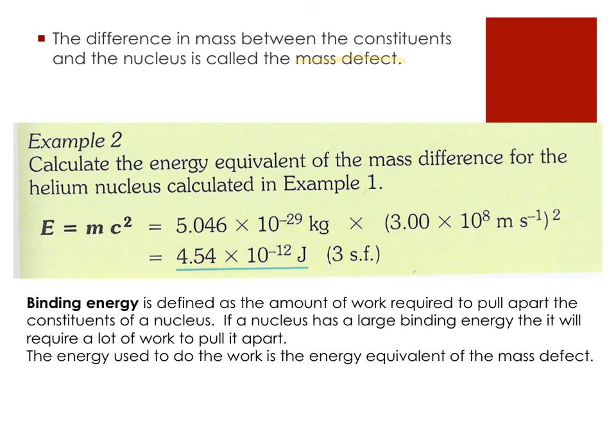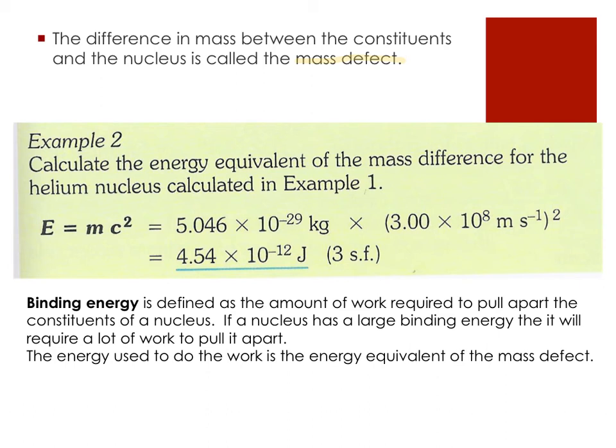So let me introduce you to this term called binding energy. It's defined as the amount of work required to pull apart the constituents of a nucleus. So if I have a large binding energy, it's going to require a lot of work to pull it apart. Conversely, when I put all of those constituents, all those nucleons, particles in a nucleus, back together, the mass defect is going to be released in terms of energy.